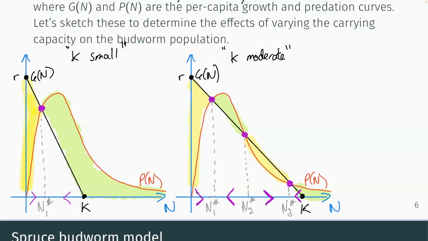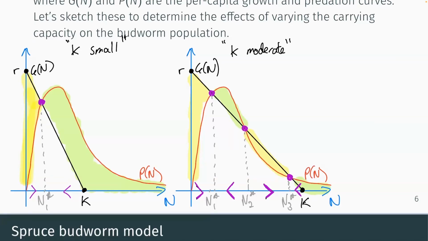So what does this mean then? Well, it means that if your population size is less than N2 star, you're going to tend towards N1 star. And if your population size is greater than N2 star, you're going to tend to N3 star. So depending on the initial value of your population, you're going to go to one of these 2 different but stable steady states. One of these is relatively low and one of these is relatively high.